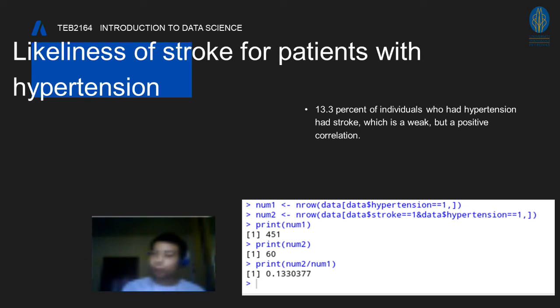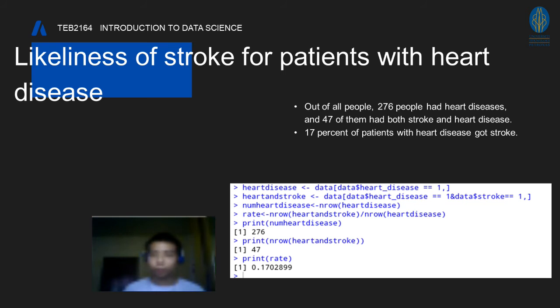We see a tenuous link, it's not that strong. We can see that 13.3% of individuals who had hypertension had stroke as well at the same time. This right over here is the link between heart disease and stroke. Once again, we see a tenuous link between them, not a strong correlation. Just 17% of the patients with heart disease also got stroke in our data set.